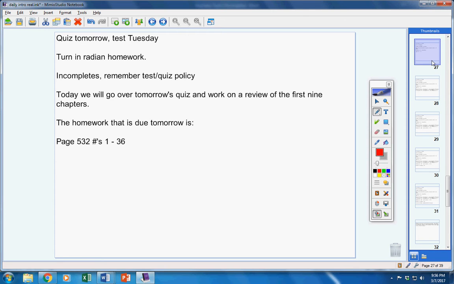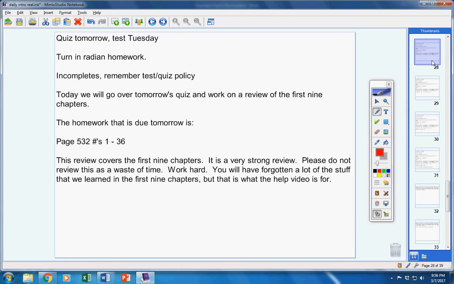Page 532, numbers 1 through 36, all right? Now, this review covers the first 9 chapters, like I said up here. It is a very strong review. Please do not view this as a waste of time. Work hard. You will have probably forgotten a lot of the stuff that we learned in the first 9 chapters, but that is what the help video is for. So use that and take advantage of this review.